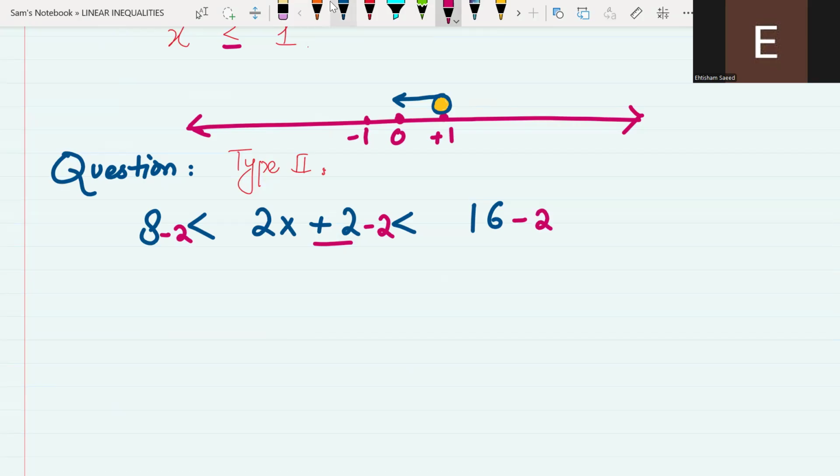We get 8 minus 2 equals 6. 6 is less than 2x and is less than 14. Basically, we have to make x alone. This is the trick for these types of questions. Make x alone.